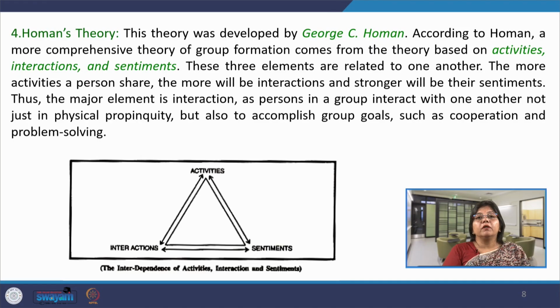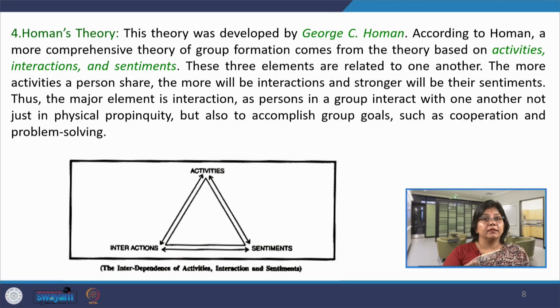And the last is Homans' theory. This theory was developed by George Homans, and according to Homans, a more comprehensive theory of group formation comes from the theory based on activities, interactions and sentiments. So, there is interplay between these three factors: activities, interactions and sentiments. These three elements are related to one another.